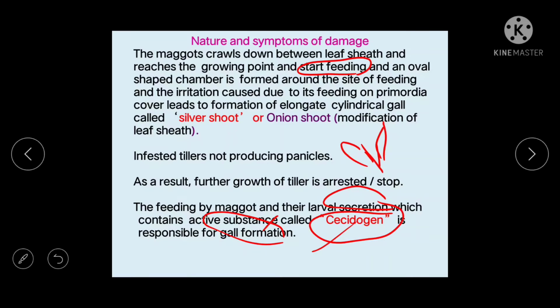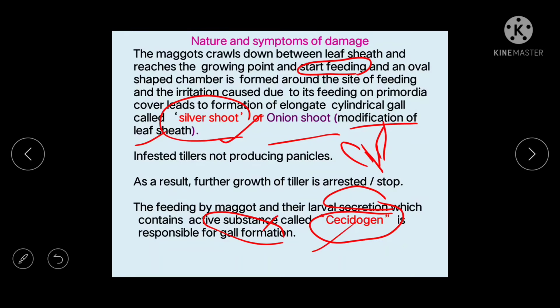Have you seen an onion leaf? Sorry, onion shoot, have you seen it? Like this, an onion-type shoot forms in the leaf. That is nothing but the modification of the leaf sheath. This is also a very important question: silver shoot is nothing but the modification of dash, fill in the blanks. So silvery shoot is nothing but the modification of leaf sheath.